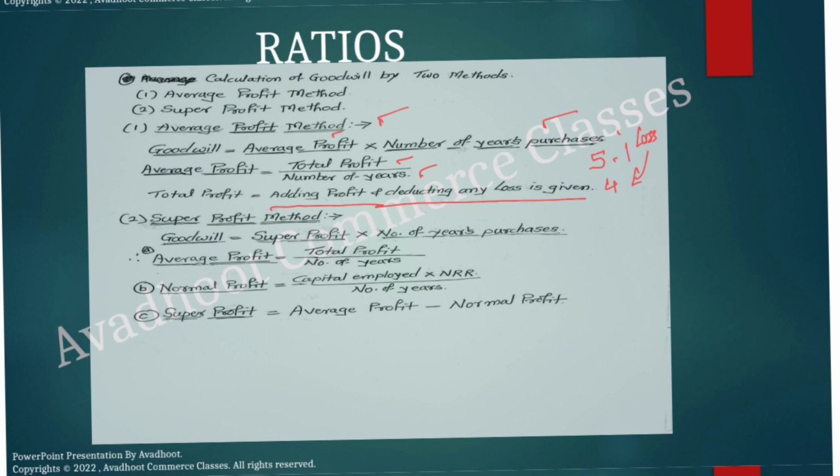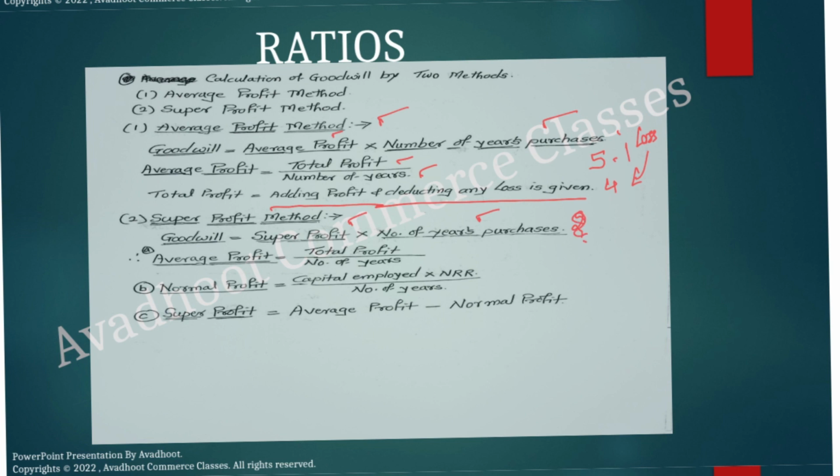Goodwill is equal to whatever profit you get, that is the average profit, multiplied by number of years. Whatever result you get is called goodwill by the average profit method. Next is the super profit method. Goodwill calculated by the super profit method is equal to super profit multiplied by number of years purchase. Again, it is given in the problem. This figure is available in the problem.